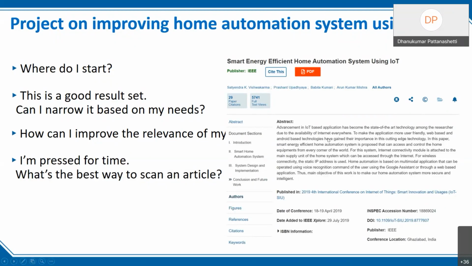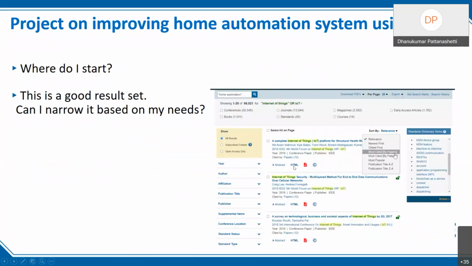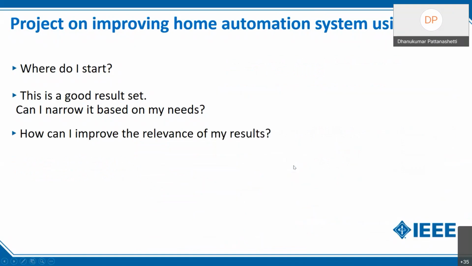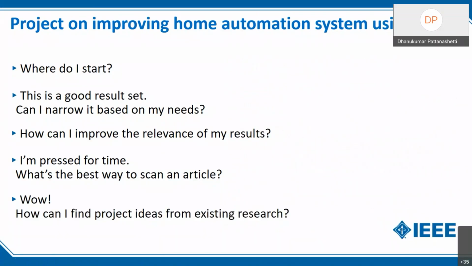But if you'd like to quickly scan an article, just in the result set, I'll show you. In the result set, you should have this option called HTML. It means this article is also available in the HTML format. You can read it on a single page itself. You'll be able to go through each and every aspect of the article: introduction, smart home automation, conclusion, etc. Once you click on it, that will automatically take you to that particular section of the article. Then quickly you'll be able to realize whether this article is helpful or not.